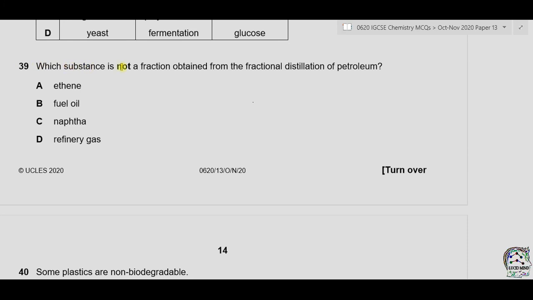Question 39. Which substance is not a fraction obtained from fractional distillation of petroleum? A is ethene. The formula of ethene is CH2=CH2. It is a very small hydrocarbon and it is obtained by the cracking of naphtha. So A is not obtained by fractional distillation, so A could be correct.